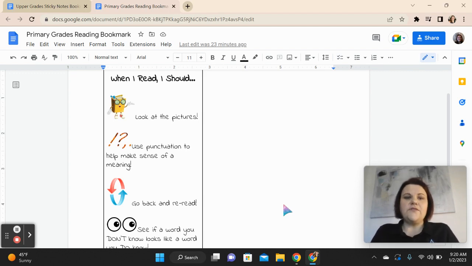We also talk about the use of punctuation. What does an exclamation mark mean? What does a question mark mean? How do our voices sound when we encounter a question mark? At the end of a text, when you encounter a question mark, our voices rise up, and that indicates that there's a question being asked.